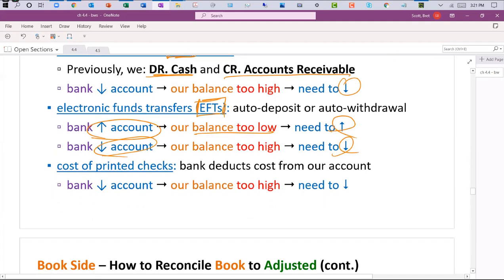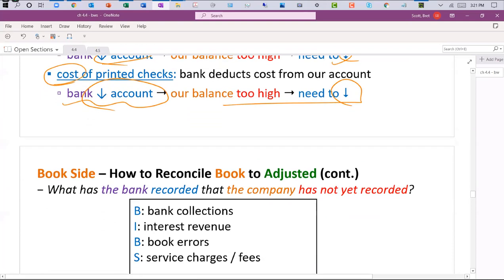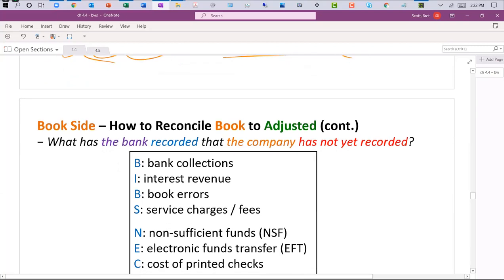Checks are pretty expensive. But whenever you make a request to have new checks printed and sent to you, oftentimes the cost of that will automatically be taken out of your checking account. And if that's the case, that means you also need to make a reduction on your side. If you forgot to do it, you need to make a reduction in your T account. Again, these are just a checklist of things. Is it possible we actually do find out about these things when they happen? Of course, but oftentimes we just prefer to wait until the end of the month to collect all that information.